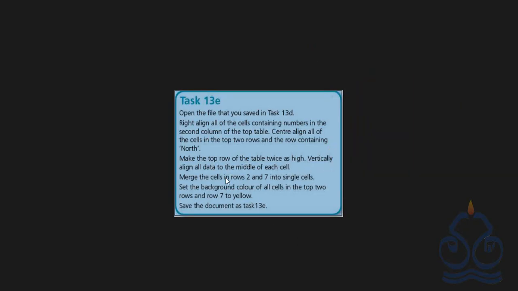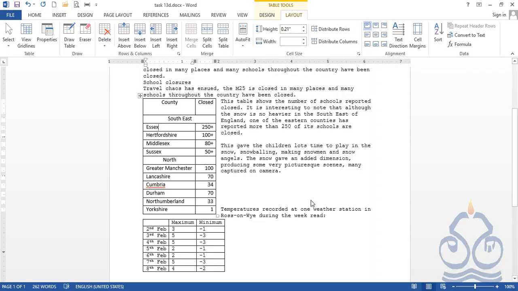Next we have to vertically align all data to the middle of each cell. Actually, they are talking about the rows, and we have the very first row of the table. We have just changed its height, and the contents are touching the top border of the cells, and we are asked to vertically align all the data to the middle of each cell. So select both of these rows and vertically align. This is basically align center, center text horizontally or vertically within the cell. So click this option, and now the contents are vertically aligned in the center of their cells.